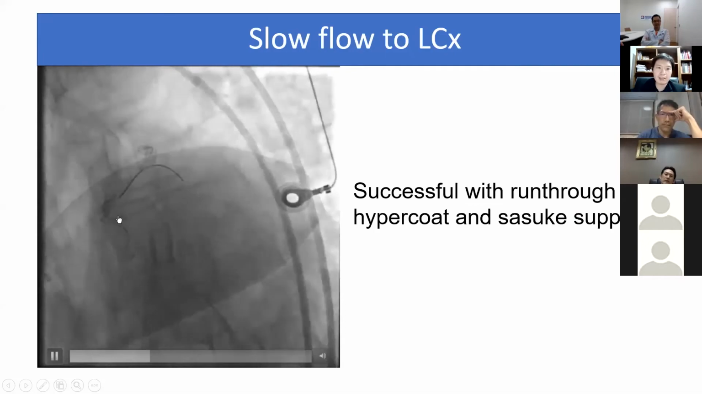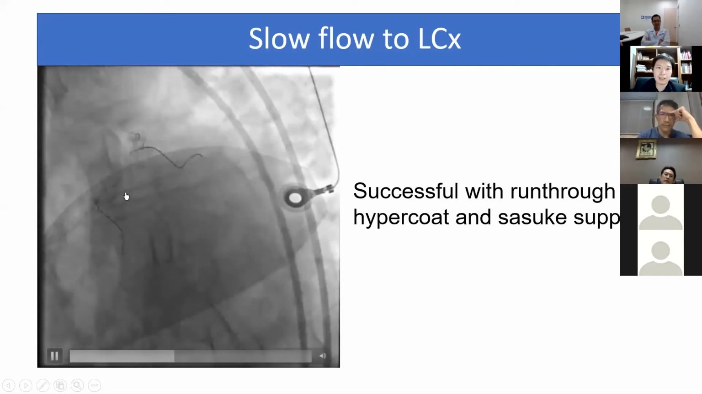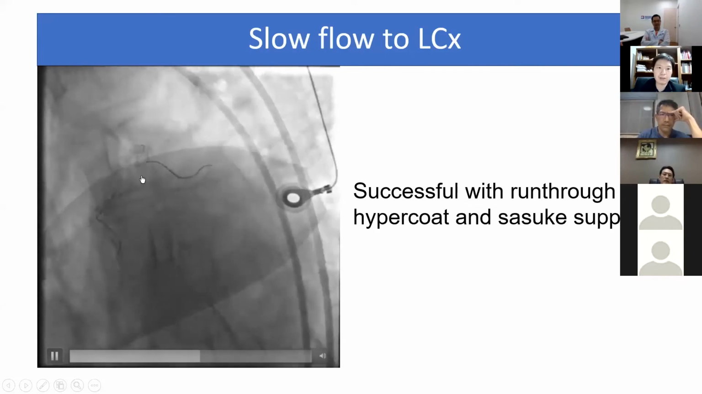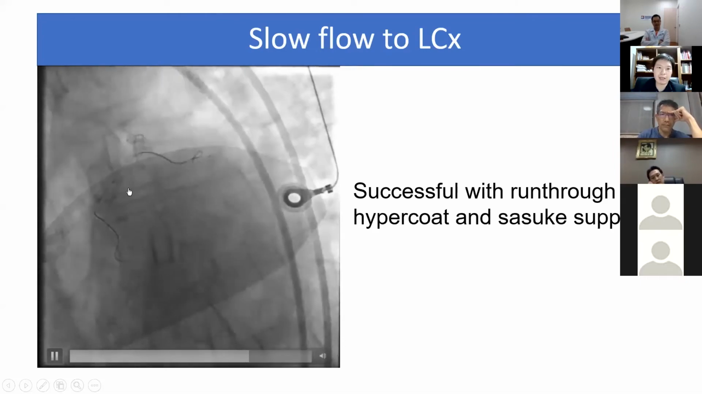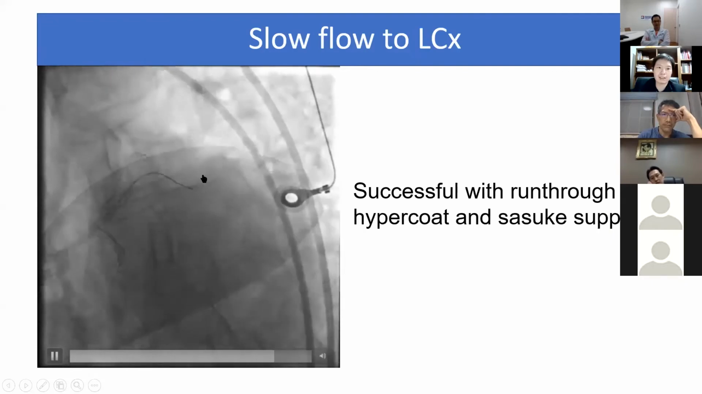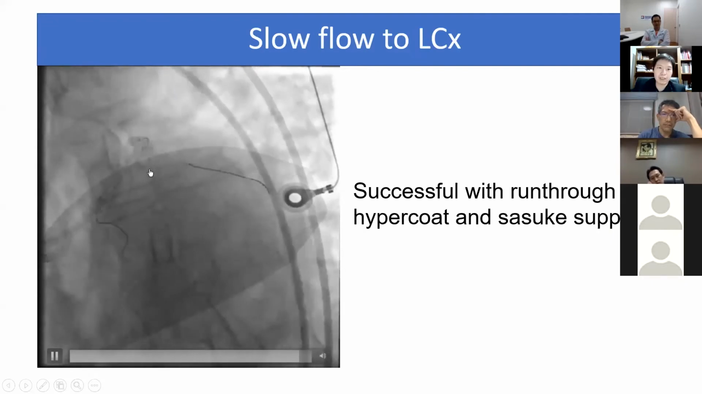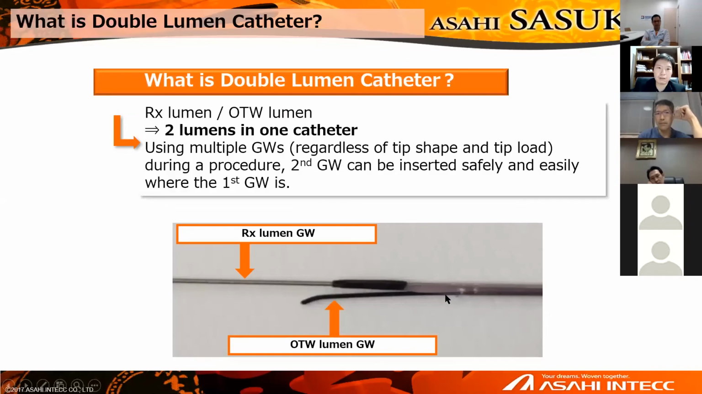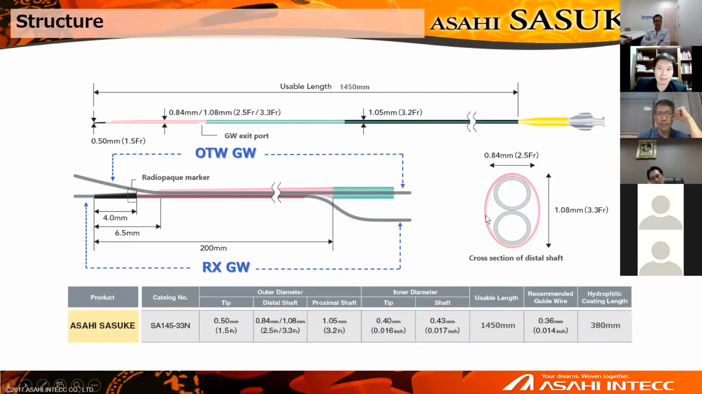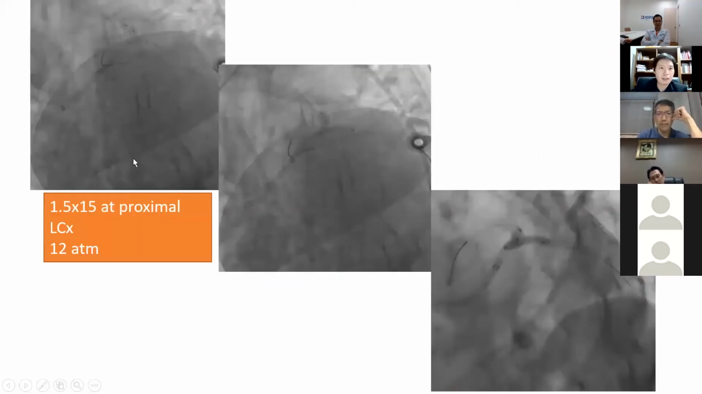So I opened the Sasuke and used the Runthrough Hypercoat and tried to wire again, because I was afraid that the wire might go outside of the stent and make the stent distort. I think everyone learned from the lecture by Dr. Nick about the Sasuke before, so I passed this slide. Okay, so after that I could pass to the circumflex.